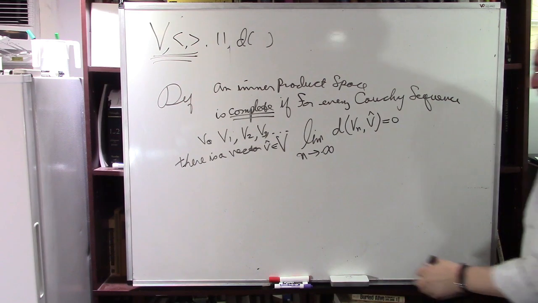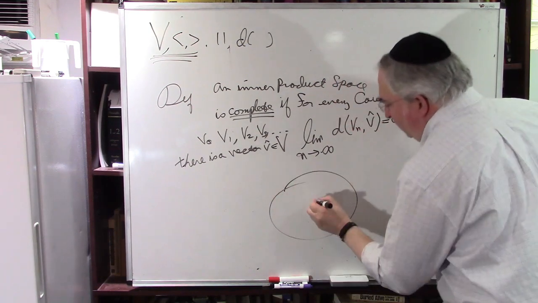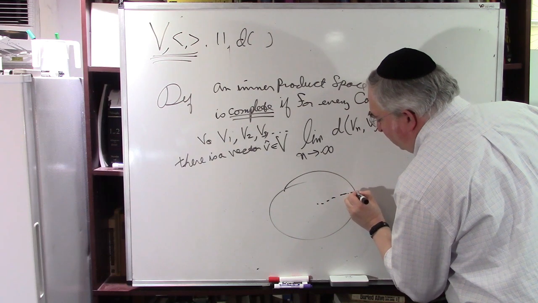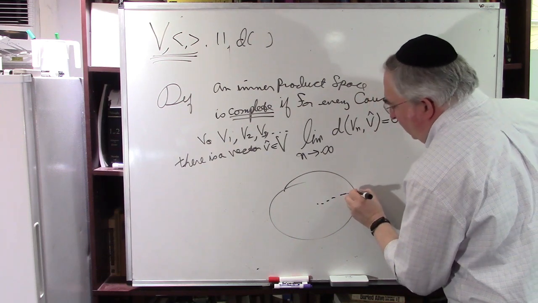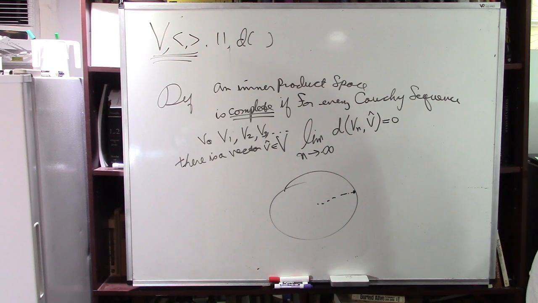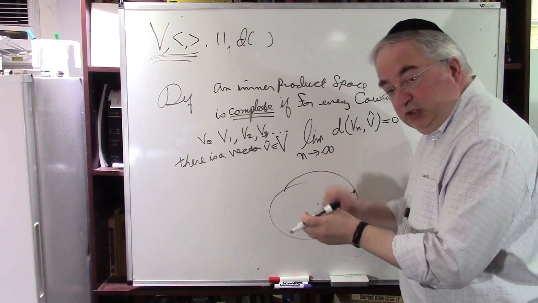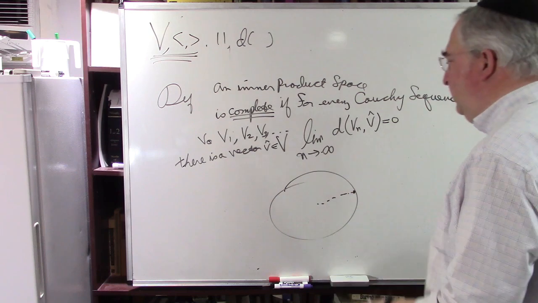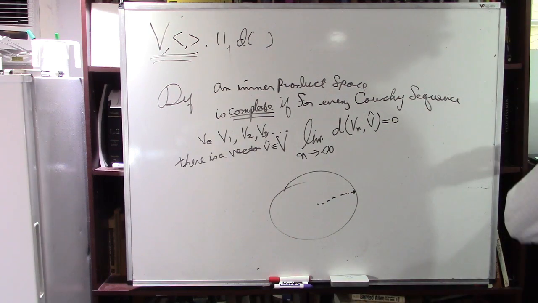In other words, here's your vector space. If you have some sequence like that and it's going and going, then it's eventually going to hit something in there. If you have a bunch of vectors that are closer and closer and closer, eventually it'll hit that one. Okay, great.